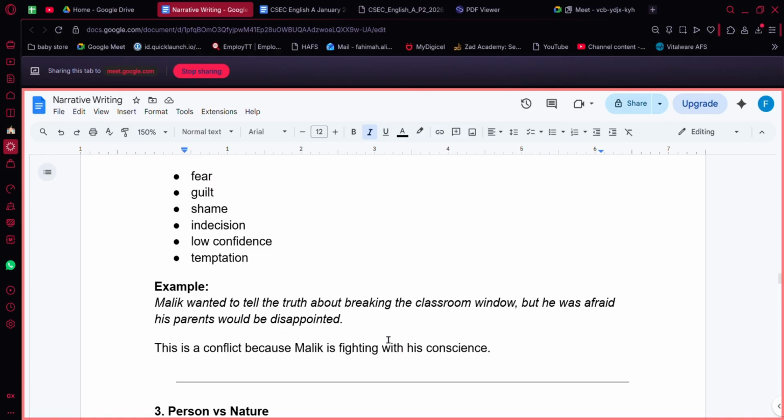He wants to talk about the window, but he is indecisive as to what he should do because he is afraid that his parents will be disappointed. So he is just struggling internally. Now we have person versus nature.